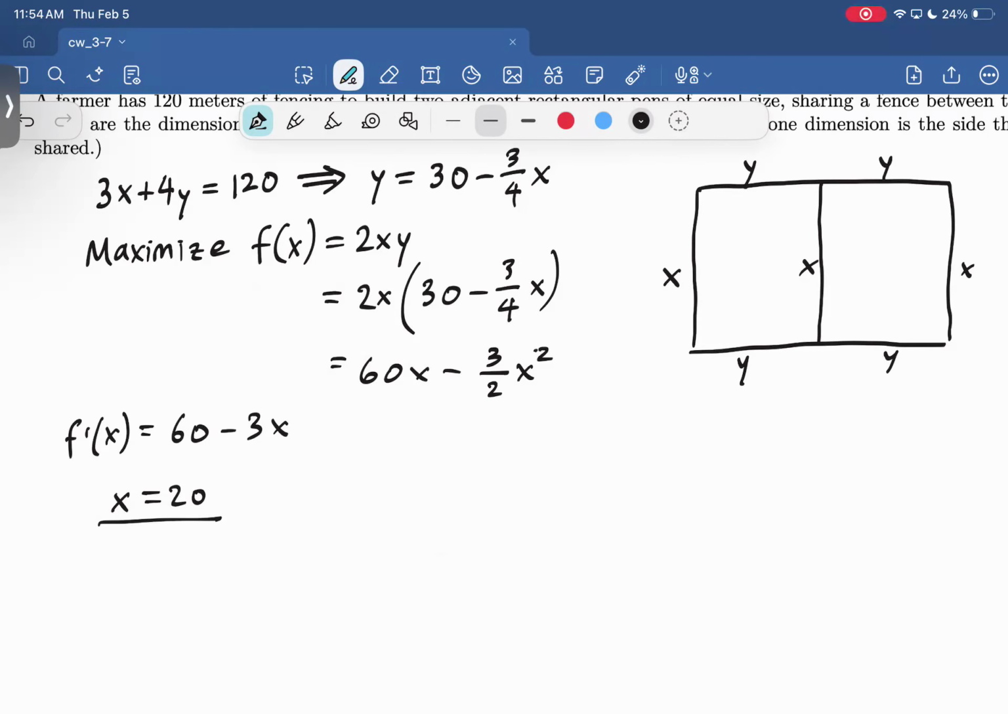All right, guys. I found one critical point, and I also want to confirm that this is a maximum, right? So in order to do that, I need to find the second derivative. So the second derivative is -3. And so I indeed have a maximum because it's going to be concave downwards.